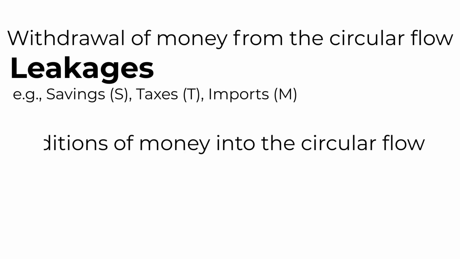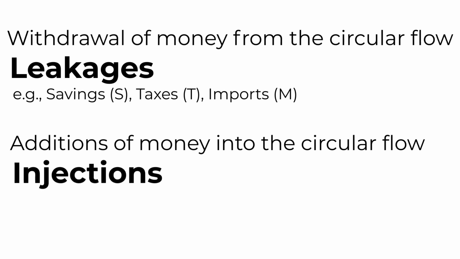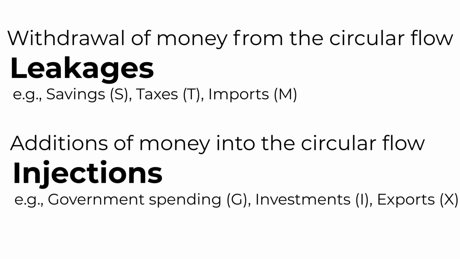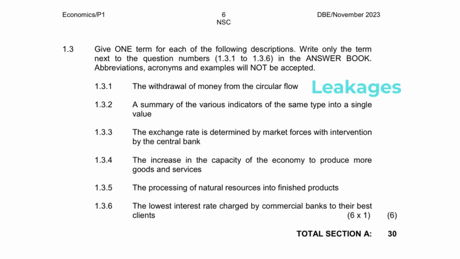But on the other hand, additions of money into the circular flow means that money is coming in and being added because it says additions. So we say that this is an injection. Examples include government spending, investments, and exports. But our statement says withdrawal of money from the circular flow. Withdrawal, so it's a leakage.